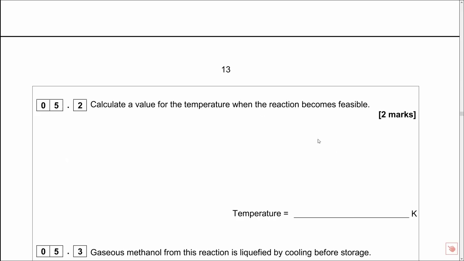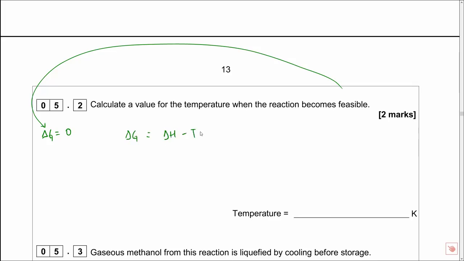Okay, calculate a value for the temperature when the reaction becomes feasible. So, we know that feasibility occurs when delta G is zero. That is what the feasible point is. So, when delta G equals zero, and we know that delta G is delta H minus T delta S, then at that point delta H is equal to T delta S, and therefore we can work out that temperature is delta H over delta S. Bit of sticking numbers in. We know that delta H is going to be minus 49. We need to do some conversions again, so it's going to be our same value as before, minus 180, divide by 1,000, and we should come out with a value of, finally, 272 Kelvin.